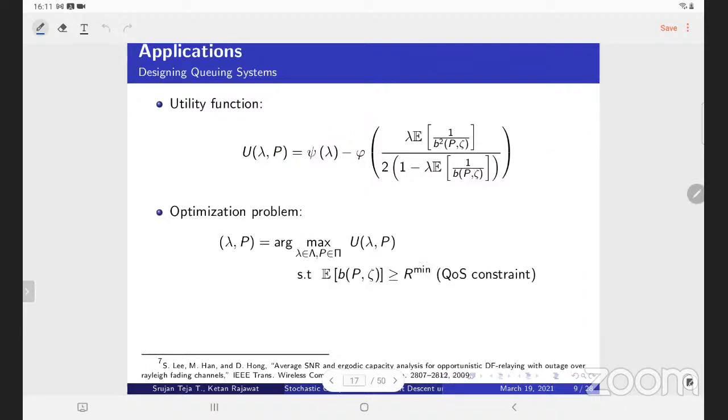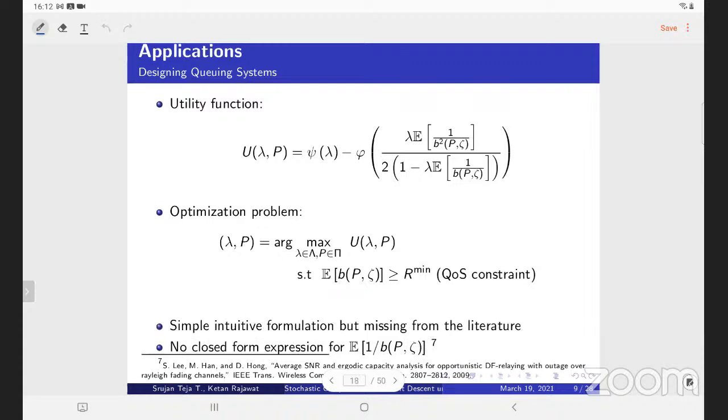It's more general, and we can have other constraints as well. We can move this to the objective, and we can have a constraint such as the queuing delay being less than or equal to a particular value. It's up to the requirement. Clearly, this problem has a compositional structure and cannot be solved with the normal stochastic gradient descent algorithm.